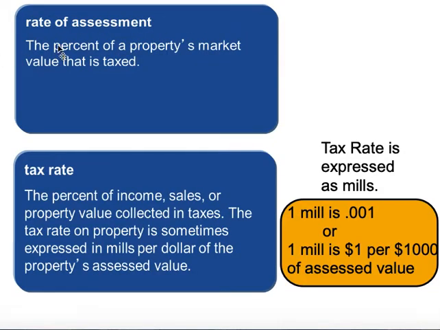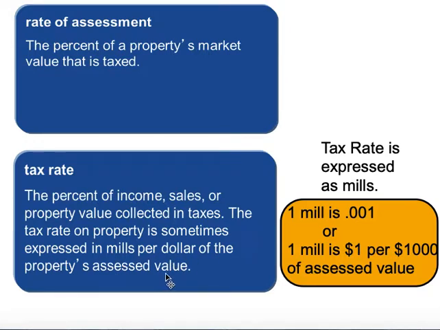Okay, so we're going to look at the rate of assessment. The rate of assessment is the percent of a property's market value that is taxed. So that's going to be maybe 30% or 10% or 8%, whatever they assess your property to be taxed at. Then you're going to have an actual tax rate. Now the tax rate is typically put into what's called millages. A tax rate is the percent of income, sales, or property value collected in taxes. The tax rate on property is sometimes expressed in mills per dollar of the property's assessed value.